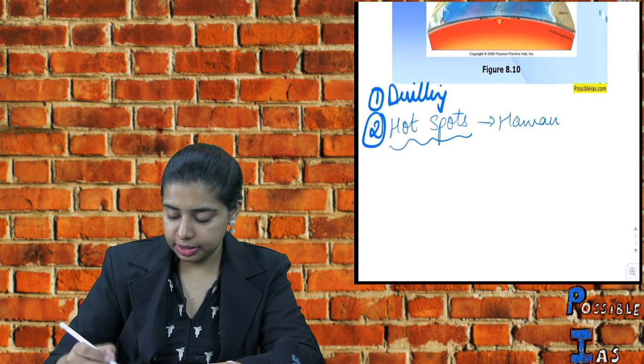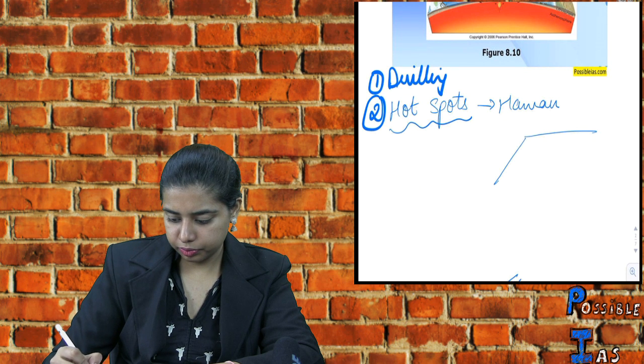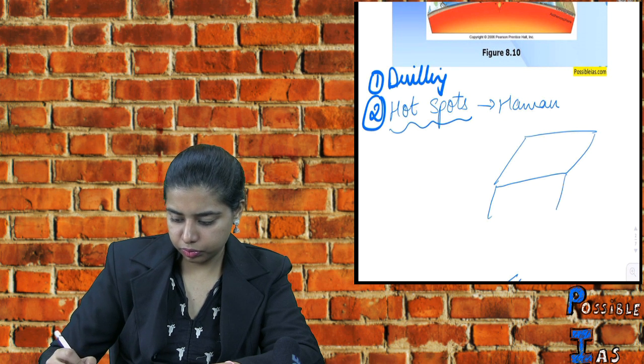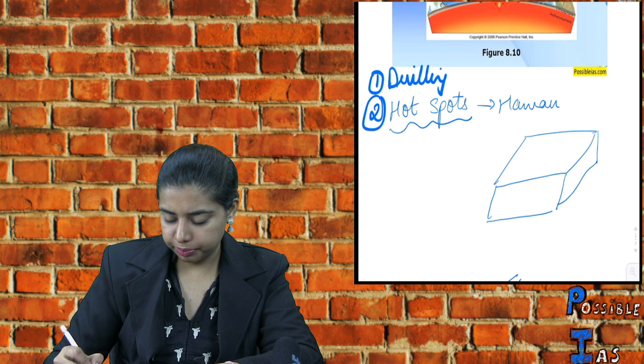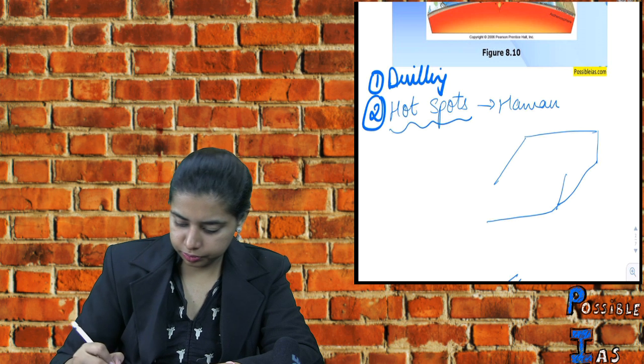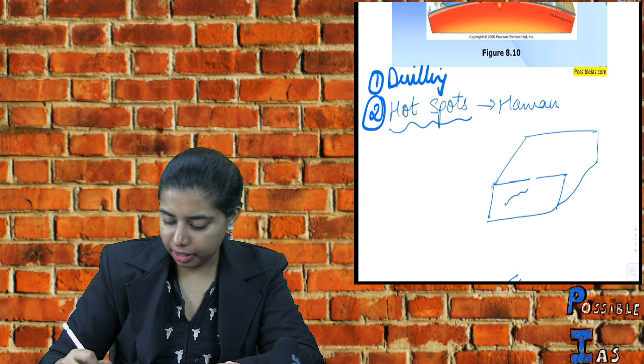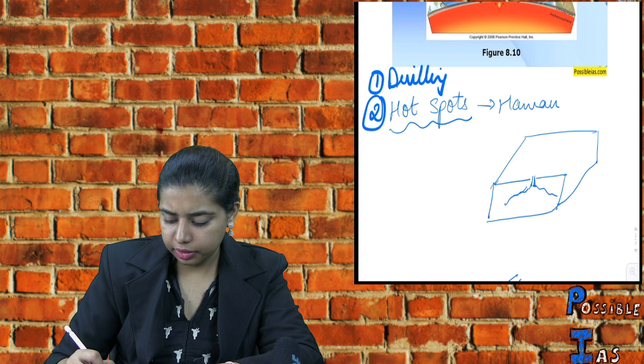So what happens here, see, there is a magma chamber, that is, magma is present here beneath the crust, and volcanism takes place and magma comes out of it.